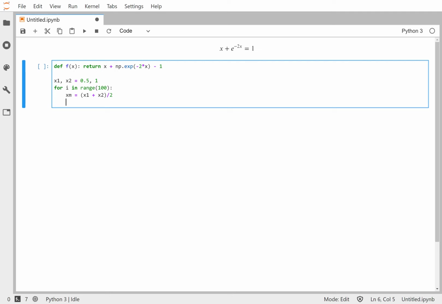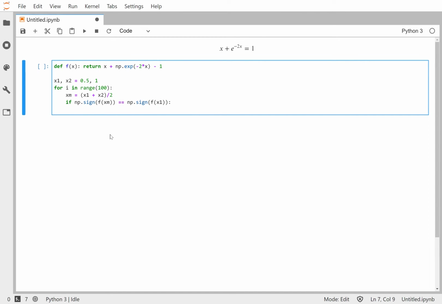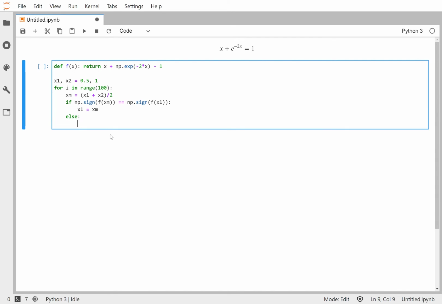Now we're going to check to see, does the midpoint become the new x1 or does the midpoint become the new x2? We're going to do that by checking the sign of the function. So if the sign of the function at xm is the same as the sign of the function at x1, then that means that the midpoint becomes the new x1. So x1 will be set to xm. And if that didn't happen, then that means that x2 needs to be the new midpoint.